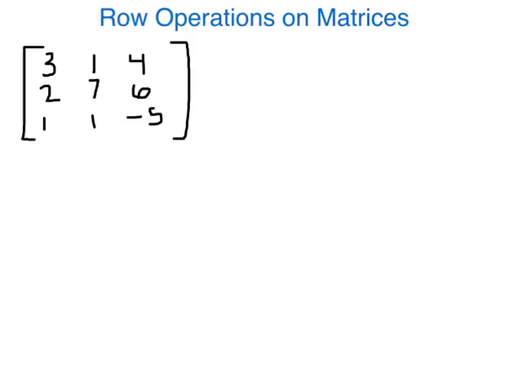Let's look at all the row operations that you can do on matrices. Later on, in a different video, I'll show you how to actually apply the row operations, but for right now, let's see what the actual row operations are. The first row operation is that you can switch any two rows.